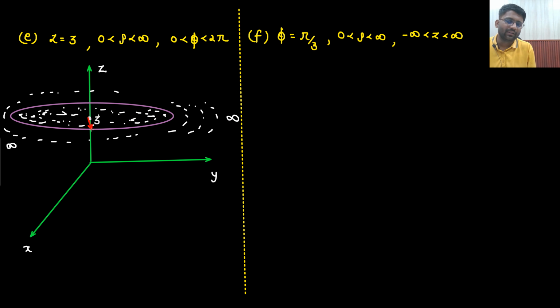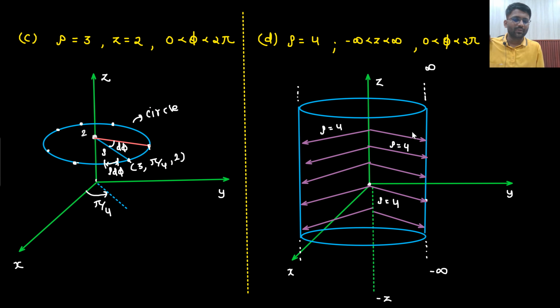And what about phi? With respect to the x axis, phi starts at 0, then phi will move again till 360 degrees: 0, pi by 4, pi by 2, 3 pi by 2, and again 0 till 360 degrees. In that manner it will keep on going. So it will be like a circular disc completely.